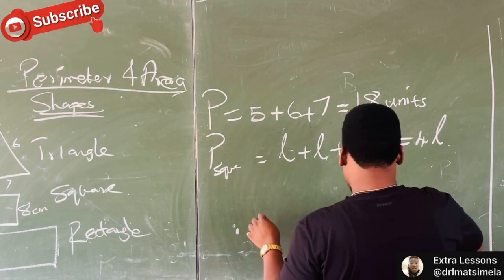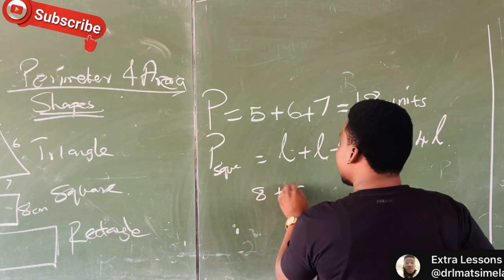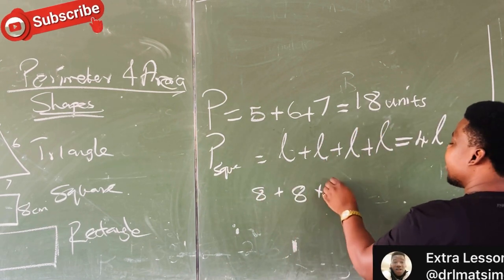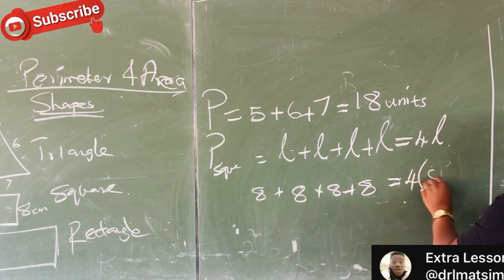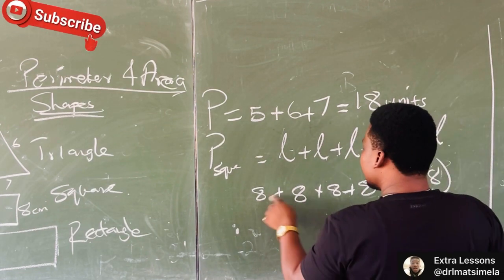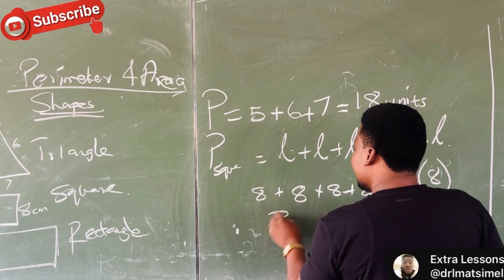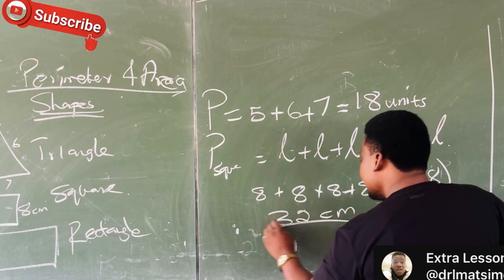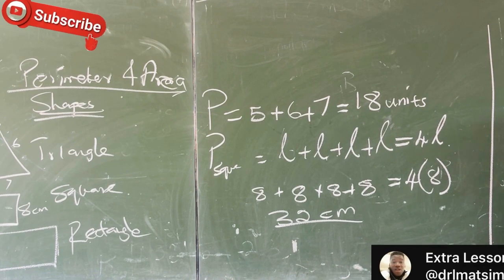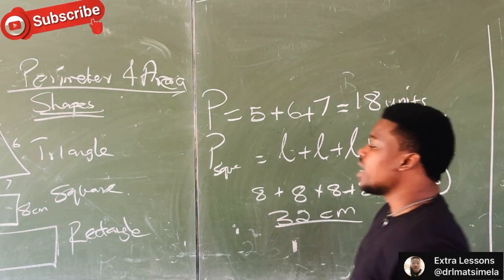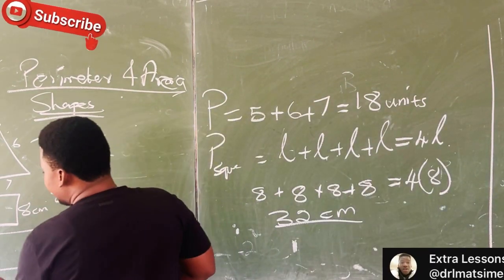Which is going to be 8 centimeter plus 8 centimeter plus 8 centimeter plus 8 centimeter. Or someone can say 4 multiplied by 8. Which will give us 32 centimeter. That's the perimeter of the square. Is that clear? Yes.